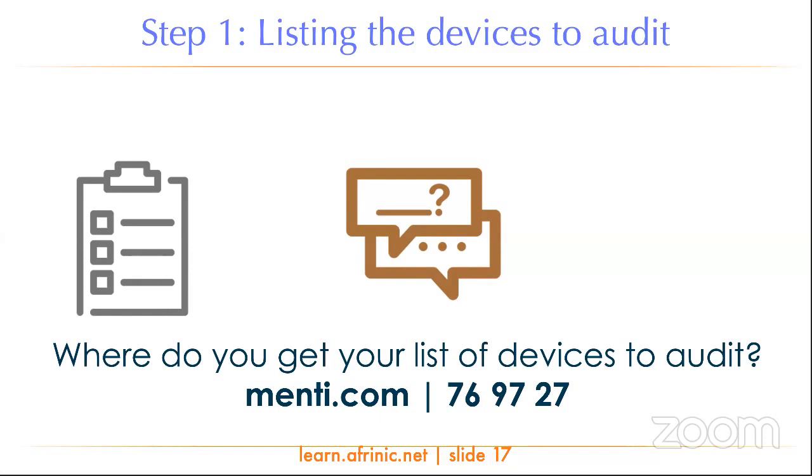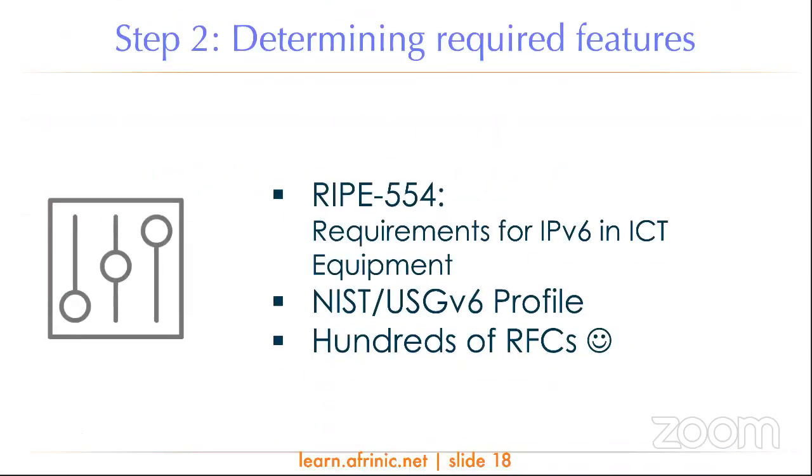So after getting the list of devices in your network that you want to audit, the next step will be to determine the required features. Remember, these are still the 4 steps. Step number 1, get the list of devices. How do you do it? We've mentioned that. Next is how to determine the required features.